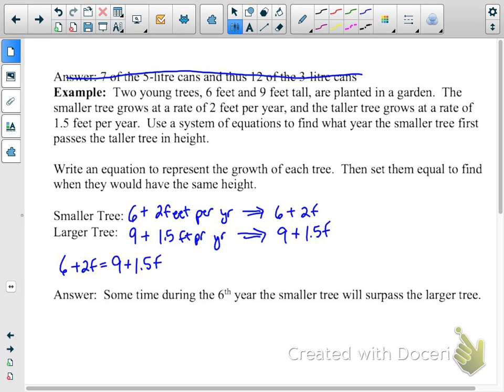So, set them equal. 6 plus 2f is equal to 9 plus 1.5f. Okay, I'm not going to go through how to solve that. You're good with that. We end up with f is 6. So, find what year the smaller tree first passes the taller tree. So, in 6 years, they're the same. But sometime during that 6th year, it's going to be taller. So you have to be kind of careful sometimes about how you give your answer there. So I would maybe give a paragraph with your answer. Say at the beginning of the 6th year they will be the same. During that 6th year, the smaller will surpass the larger tree.